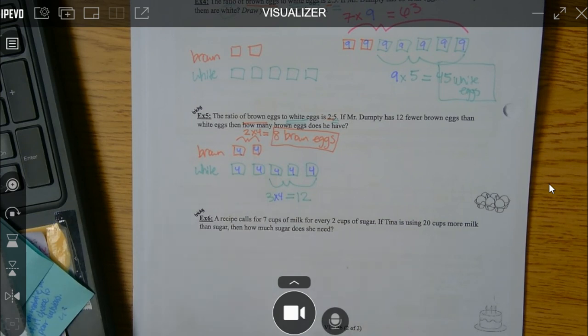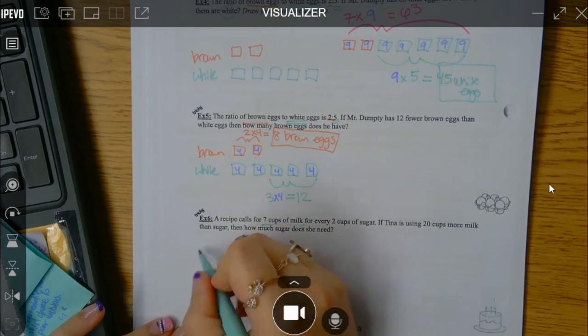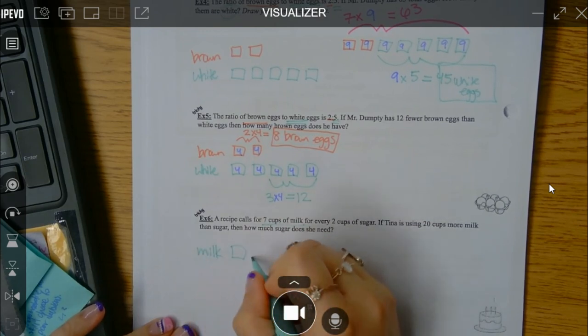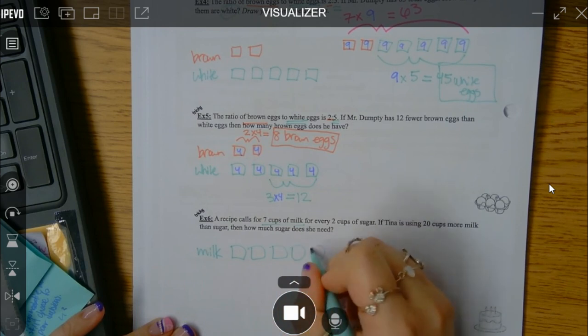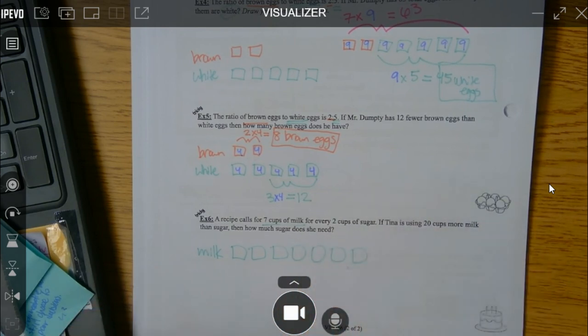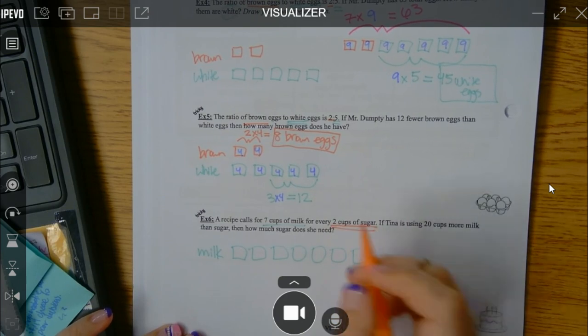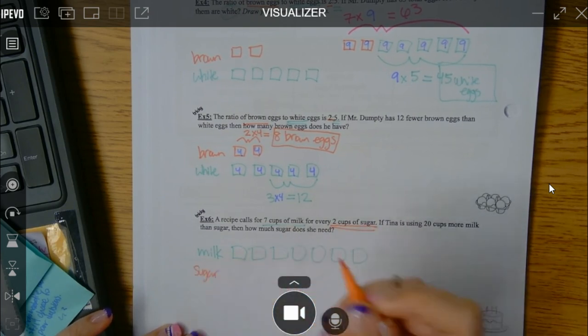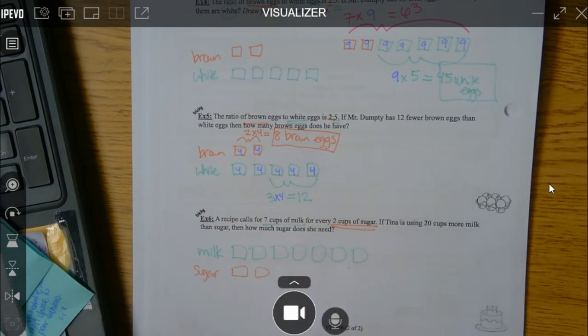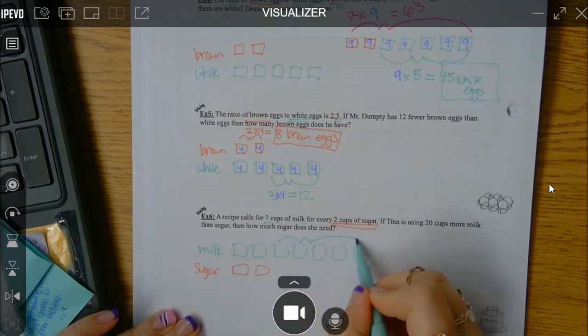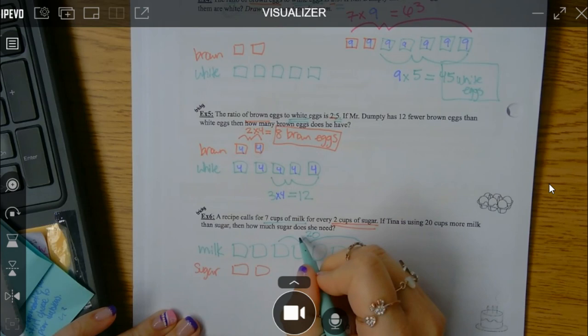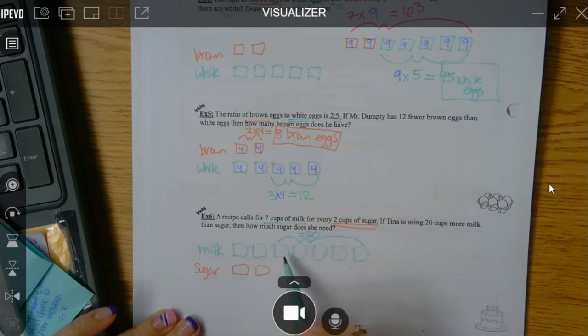Okay, now that you're back with us, see how you did. It says a recipe calls for 7 cups of milk. Okay, so we have milk, and there's 7. So 1, 2, 3, 4, 5, 6, and 7. For every 2 cups of sugar. Okay, so we have sugar, and that is only 2 boxes. If Tina is using 20 cups more milk than sugar, okay, so the more amount, that's this much, is 20. How much sugar does she need? Okay, let's focus on this part. This amount right here is equal to 20.